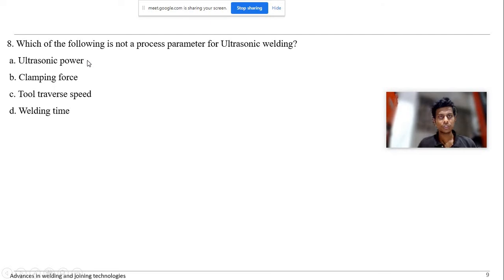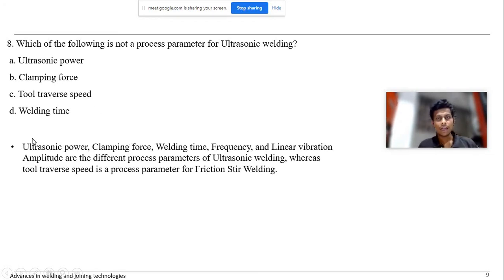So obviously, ultrasonic power is one of the process parameters. Clamping force means downwards there will be an anvil, and clamping needs to be used, so clamping force is also one of the process parameters. Welding time, how much time we are carrying out, is also important. Tool travel speed is basically for friction stir welding, right? So 8C is the answer. That's what we have mentioned.